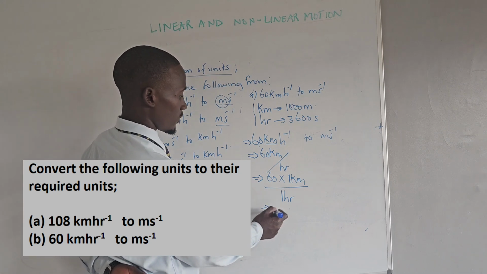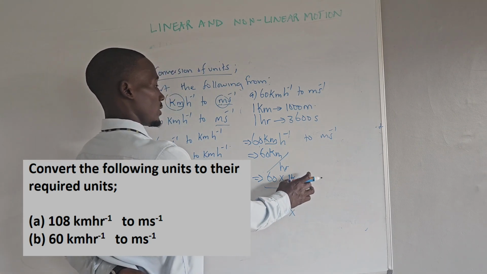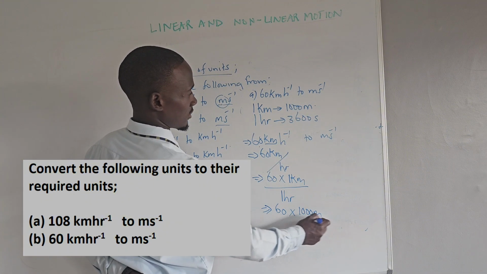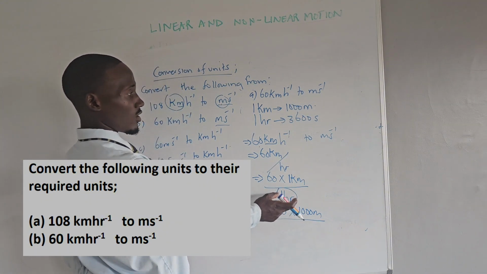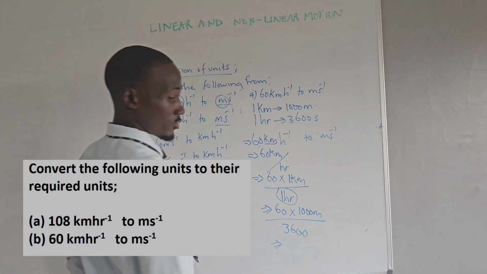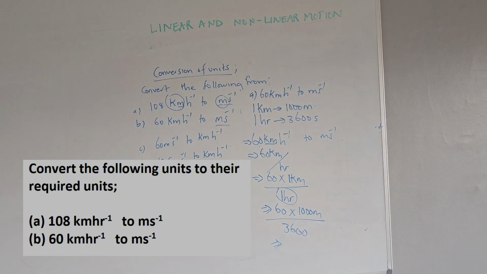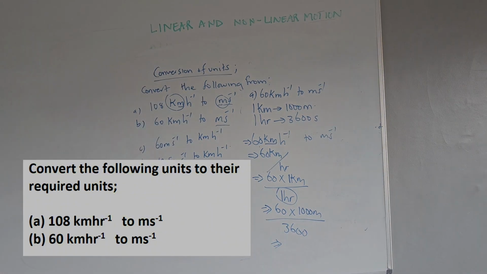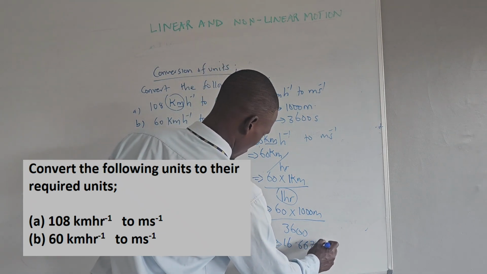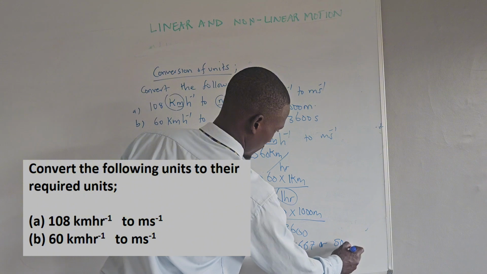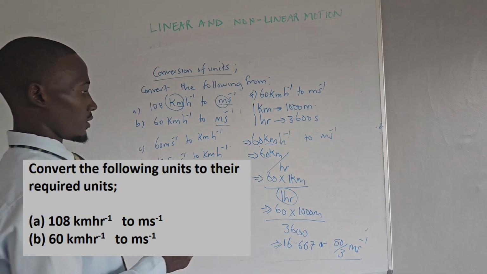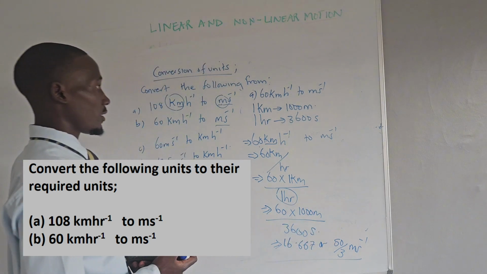So from there we can say 60 times 1 kilometer, an equivalence that is 1000 meters, over an equivalence of 1 hour, that is 3600. So when we put that on our calculator, I'm getting 16.667 or 50 over 3 meters per second. These are seconds here. Yeah, there we go.